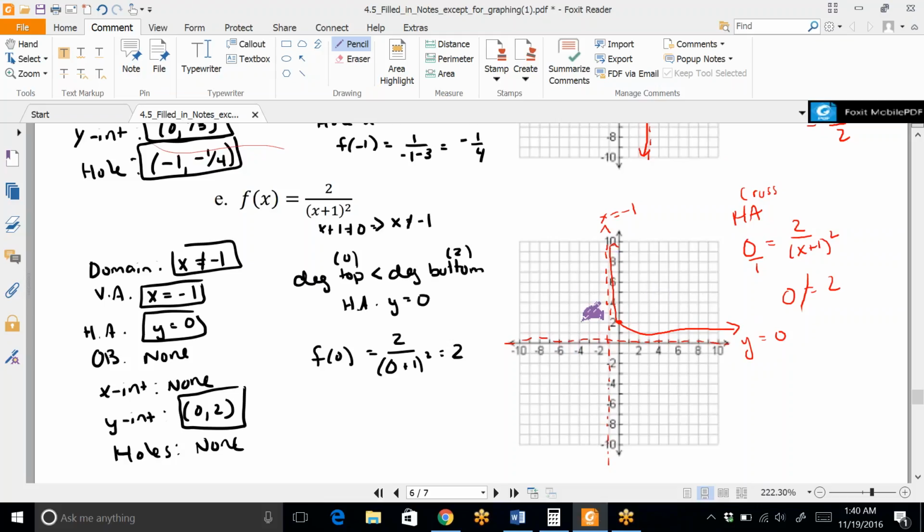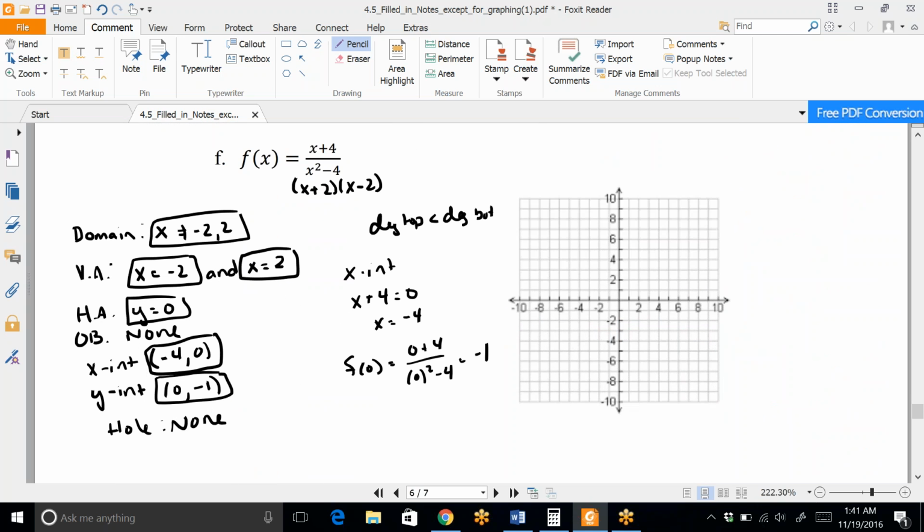And then what we care about is if we're up or down on the other side. So maybe we'll pick -4. So f of -4 is 2 over -4 plus 1 squared. That is 2 over -3 squared. That is 2/9. So -4 is at 2/9. So notice we are up on both the left and the right side. That is because the denominator is being squared.